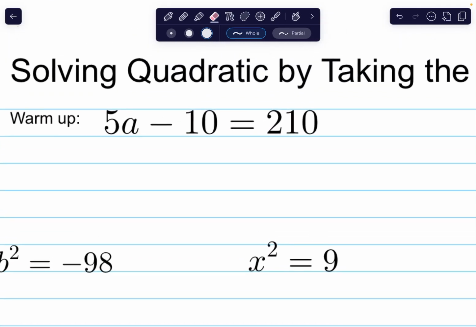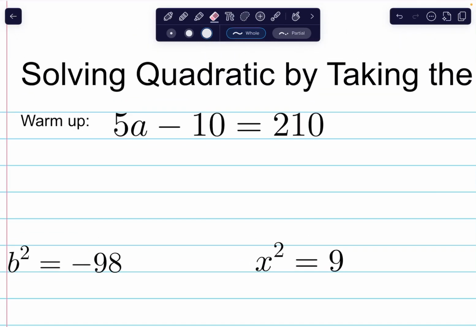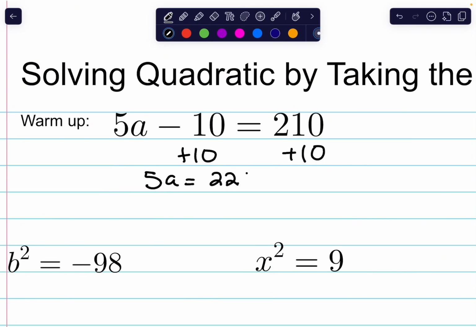So, a quick warm-up problem, solving this linear equation. Okay, so how do we solve this? We add 10 to both sides. We get 5a equals 220. We divide by 5, and so we get a is equal to 44. Cool beans. So we're going to remember that. Keep it in the back of your mind.